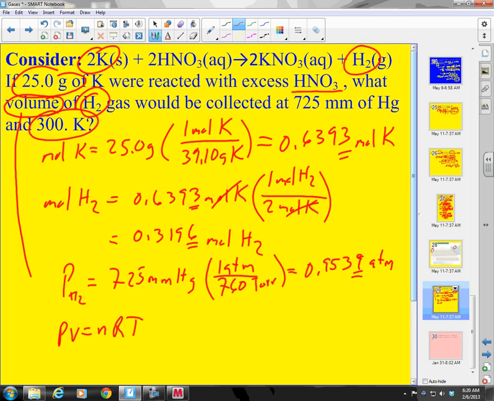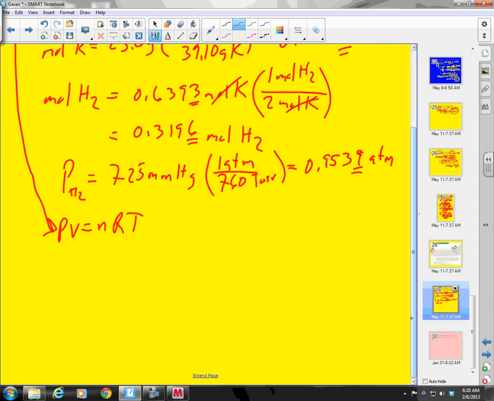By the way, can I even use this? Why can I use this? Because hydrogen is a gas. If I have a gas, I can use PV equals nRT. If I don't have a gas, I cannot. So volume is equal to nRT over P.